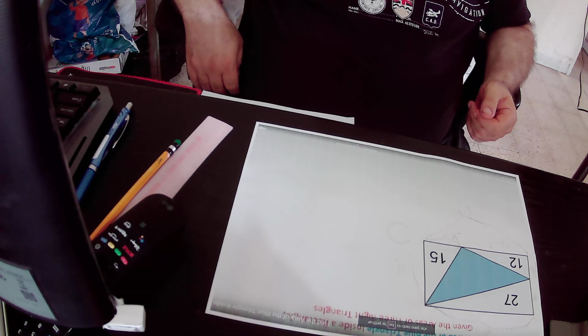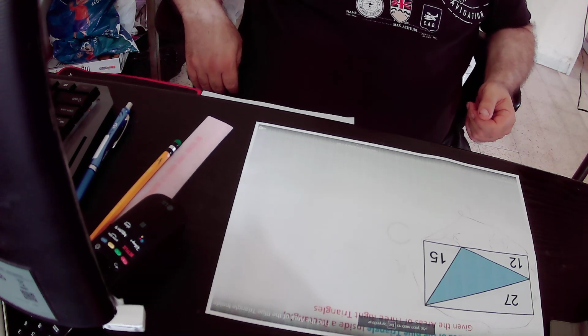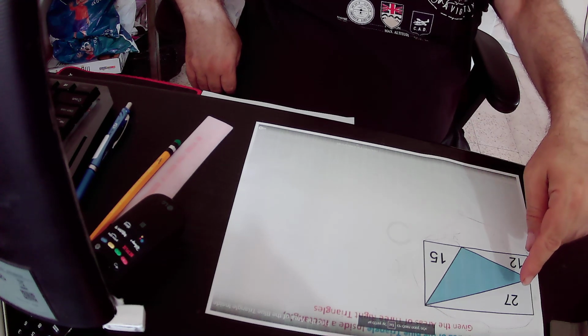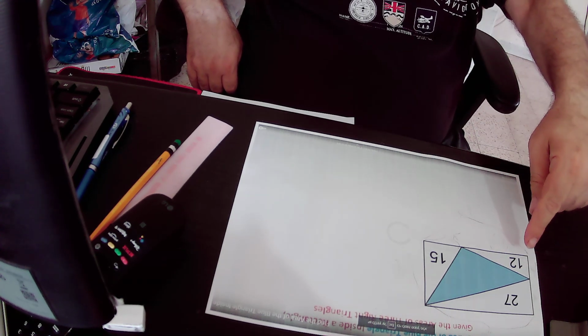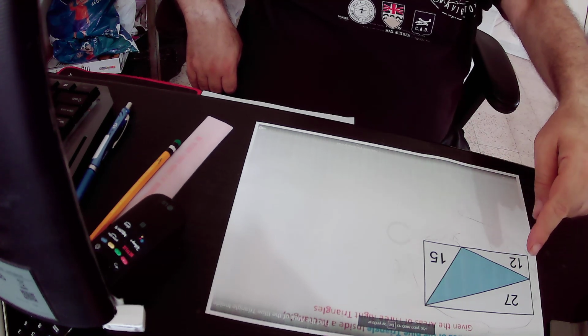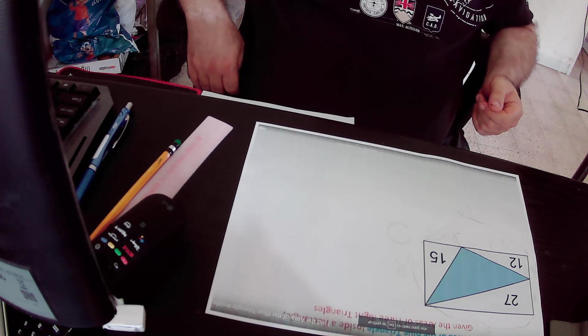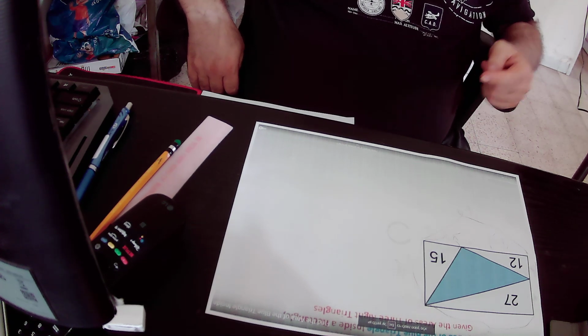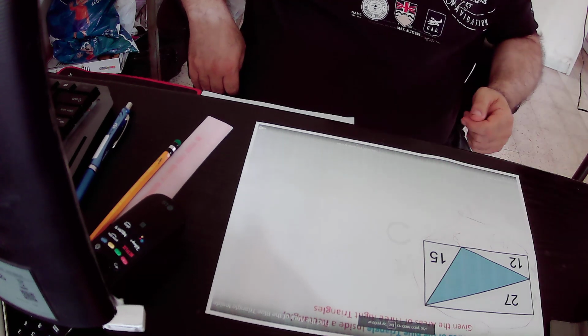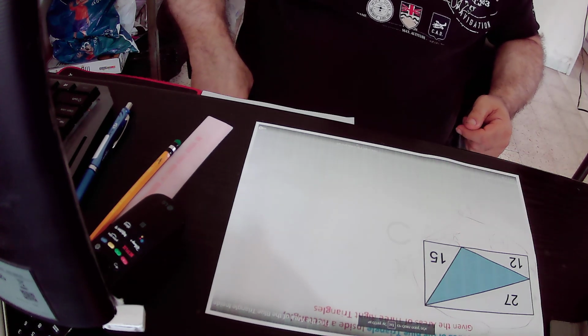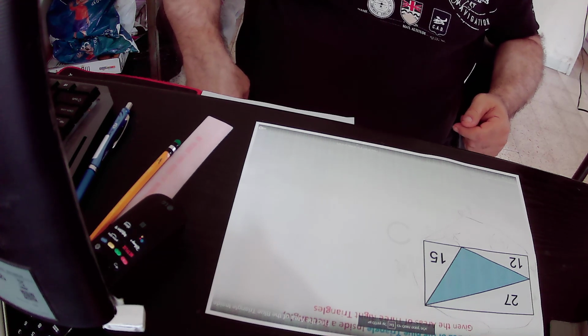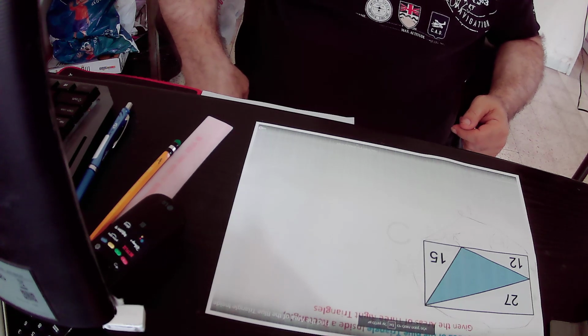After we know the area of the rectangle, we will subtract from it the sum of the areas of the triangles, that is 20 plus 50 plus 27, that is to say 54 units. So the area of the rectangle minus 54 will be the area of the blue triangle. Okay, so we will try to find the area of the rectangle.